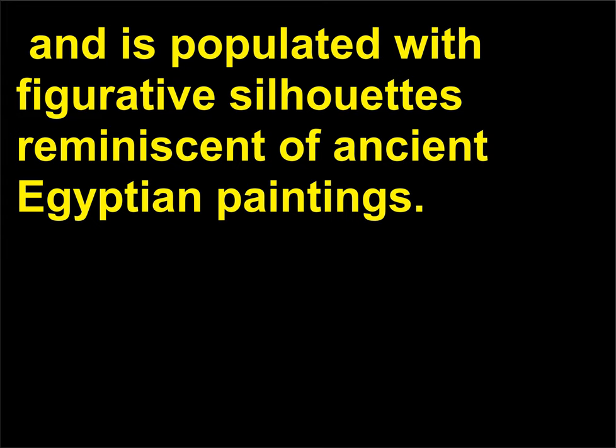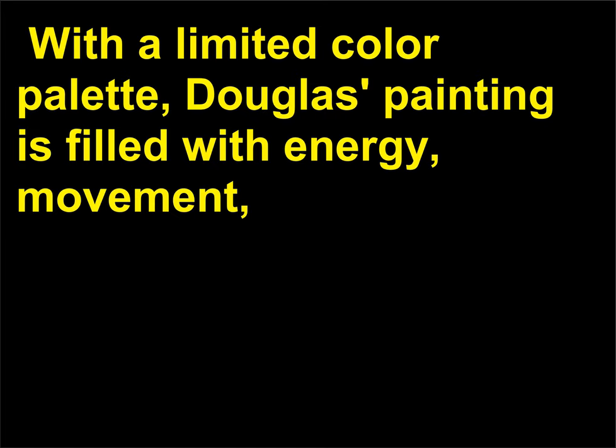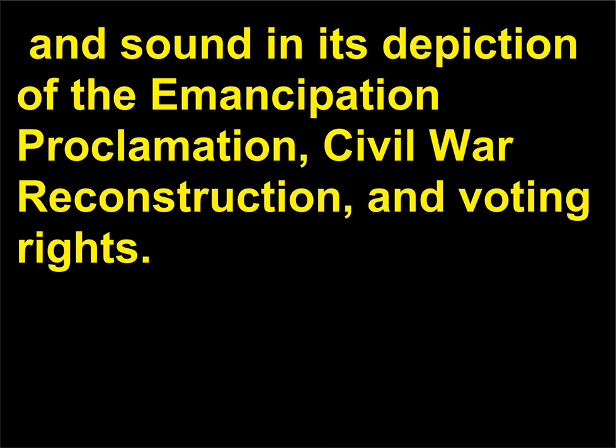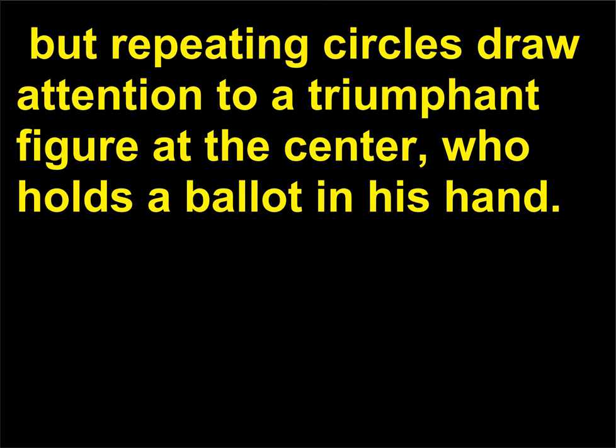With a limited color palette, Douglas' painting is filled with energy, movement, and sound in its depiction of the Emancipation Proclamation, Civil War Reconstruction, and voting rights. At the far left of the scene, the Ku Klux Klan threaten on horseback. But repeating circles draw attention to a triumphant figure at the center, who holds a ballot in his hand.